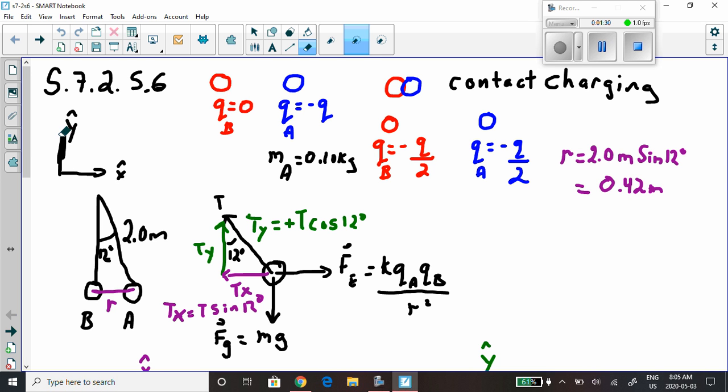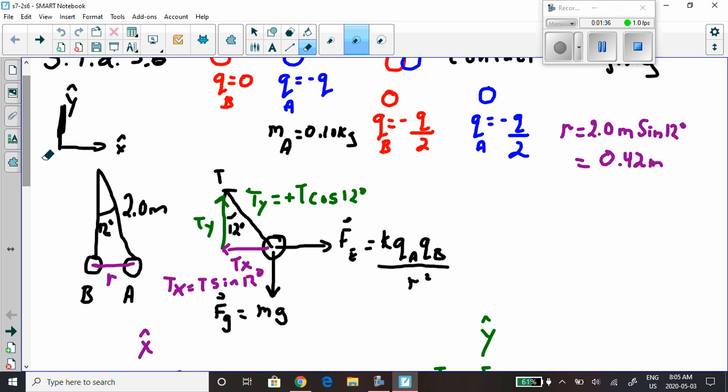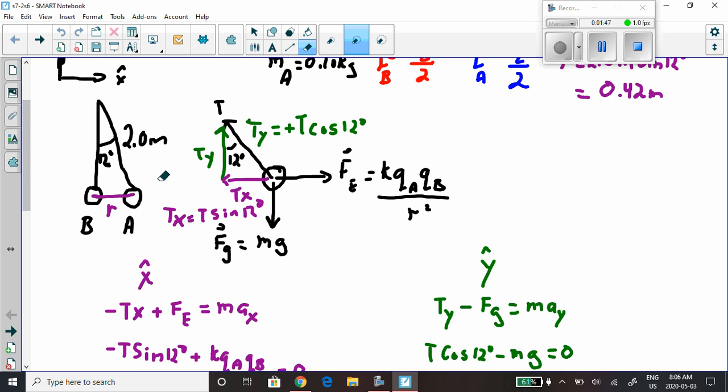And we've got our directions x and y all established here. What else do we know? We know the mass of A is 0.10 kilograms. We know that as well. All right, let's draw a free body diagram. And that's what we do.